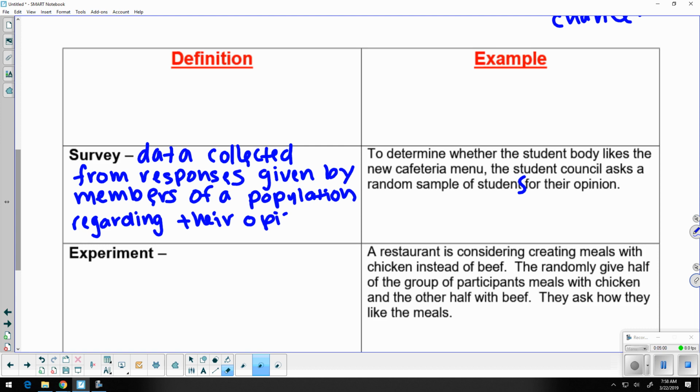I'm sure we've all done a survey at some point in our lives. You can even do it now on social media. You can send it out on Twitter, you could post a survey on Facebook, things like that, and get people's opinions.